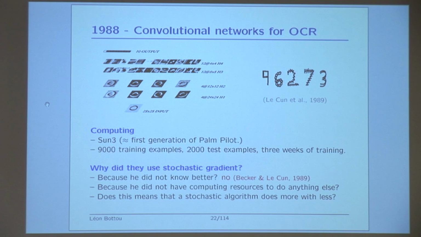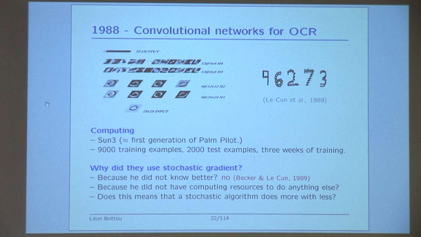Now, the computing resources were a Sun 3 that you can compare with the Palm Pilot from the first generation, not the modern one, the ones from 10 years ago. And this thing had 9,000 training examples, 2,000 test examples, and that's about 3 weeks of training for the machine.